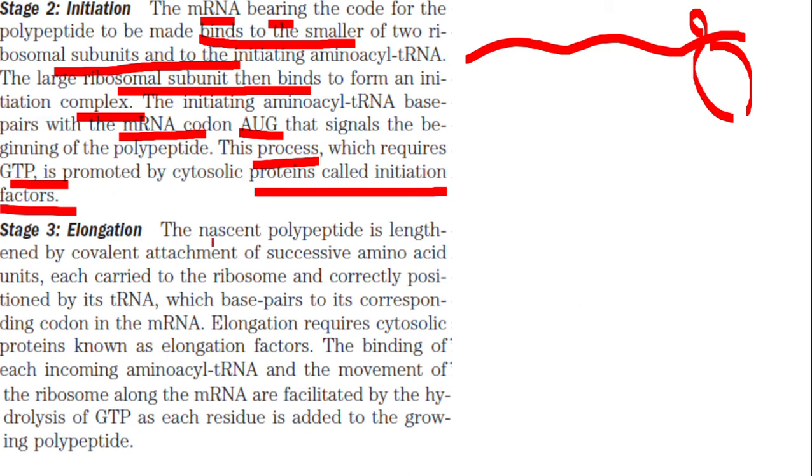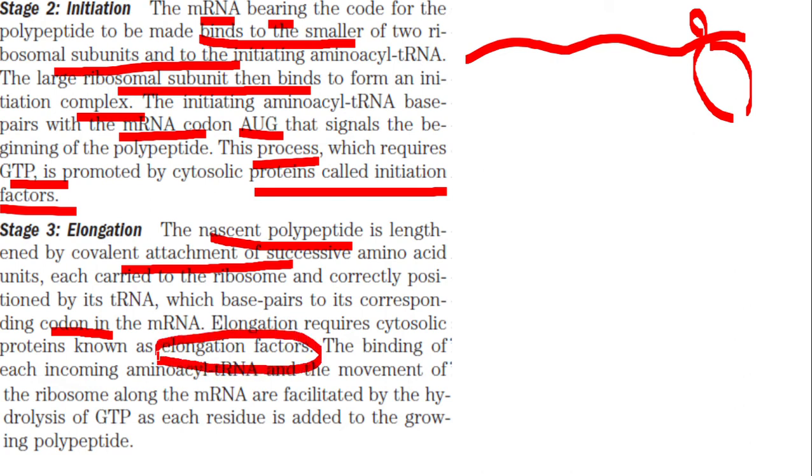Now what happens? The nascent polypeptide, the newborn polypeptide, is lengthened by covalent attachment of the amino acid units. Here, each of the amino acids is brought there by means of particular tRNAs, and the tRNA ensures that the correct codon is there in the active site. Elongation factors are also required for this process, and the polypeptide is growing in length. Again, hydrolysis of GTP is required.